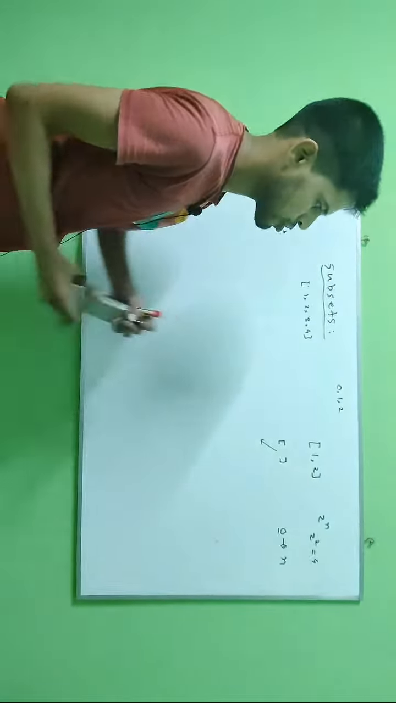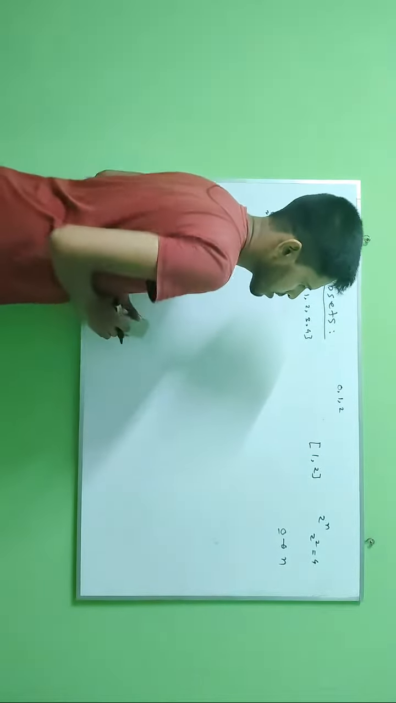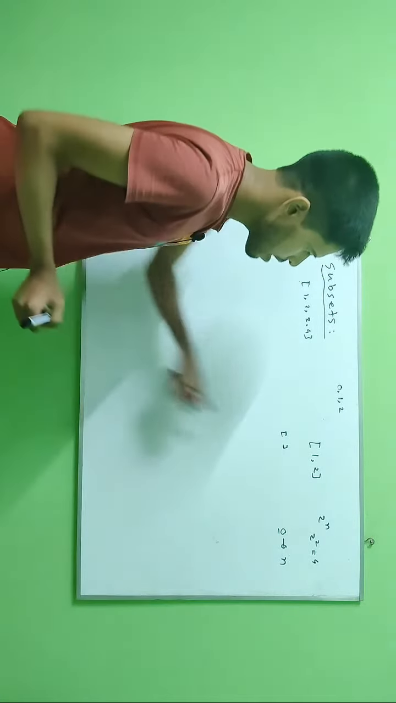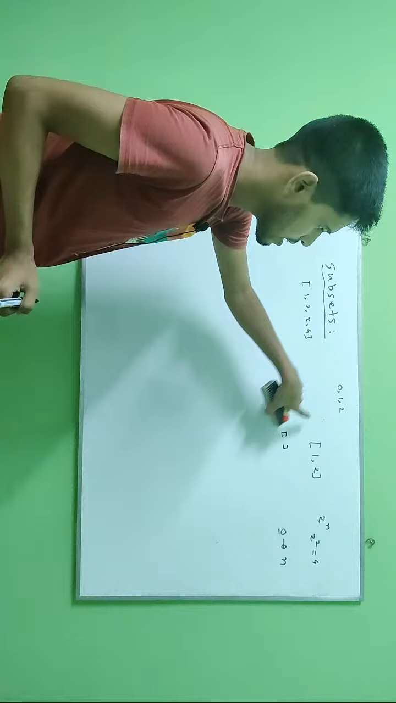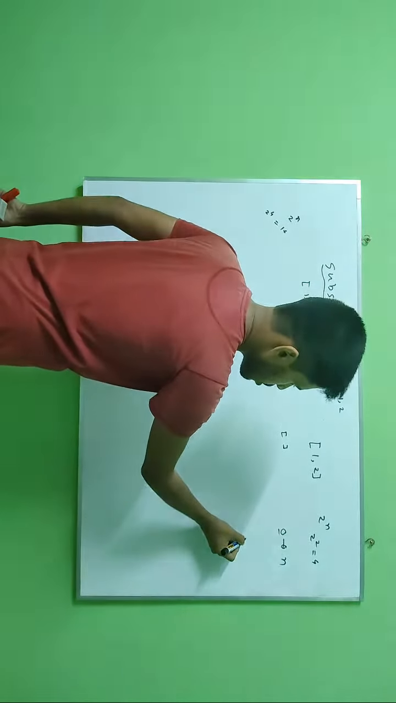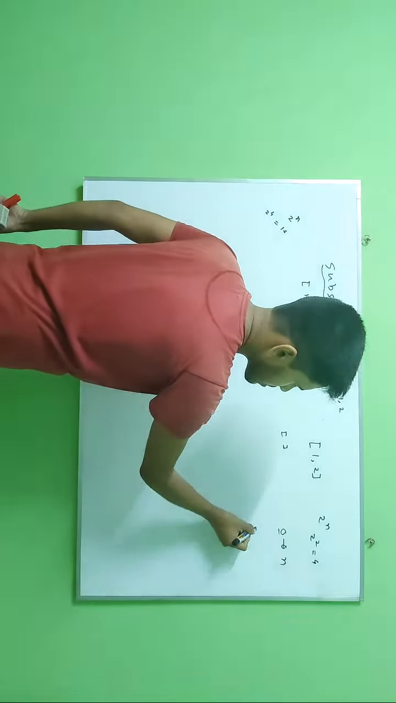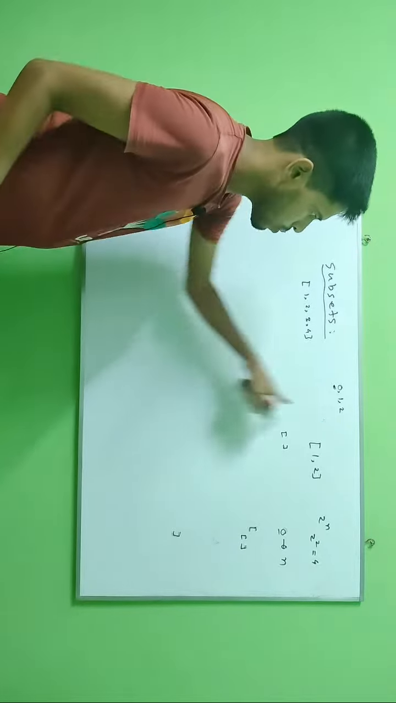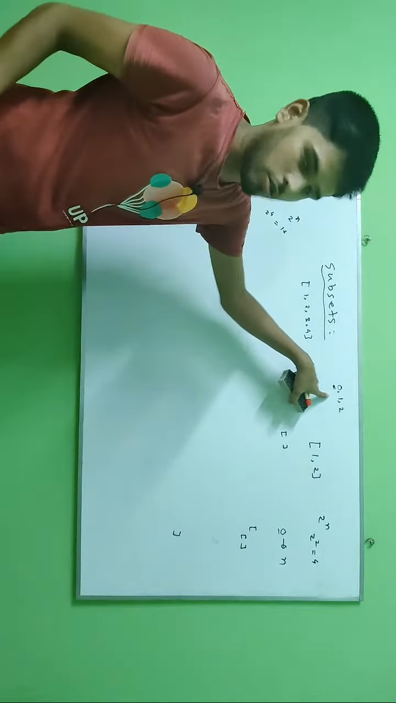First for length 0. So first we'll take the empty subset. This is an empty subset, so we see the length is 0. So for length 0 we have this empty subset. We'll add this empty subset to a list. Okay, now we're done for length 0.